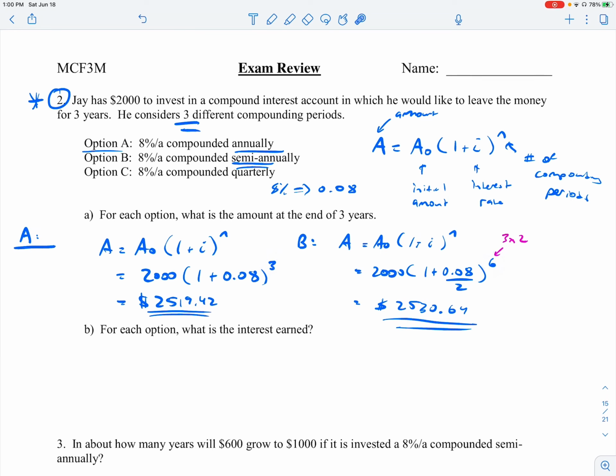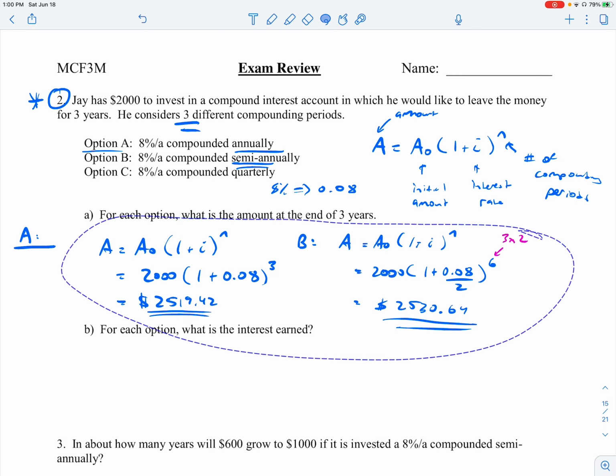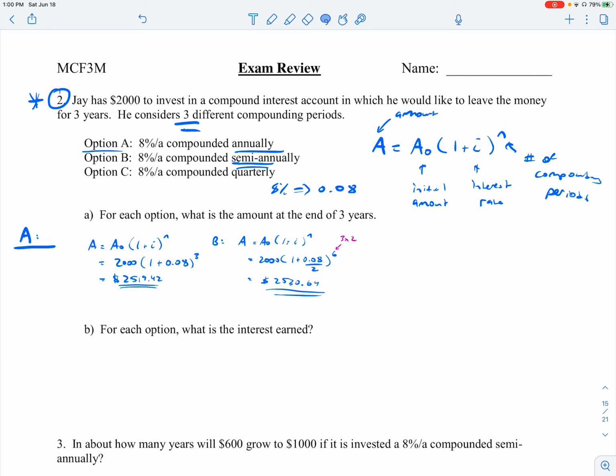So this extra $10 is basically the interest we made off the interest. Okay, this one collects interest off the interest 3 times. This one collects interest off the interest 6 times. So it makes a little bit more interest on the interest. That's it. I know that might sound really confusing, but that's basically how it works. So those are 2 options. Based on this trend, I think the next one is going to be even a little bit better.